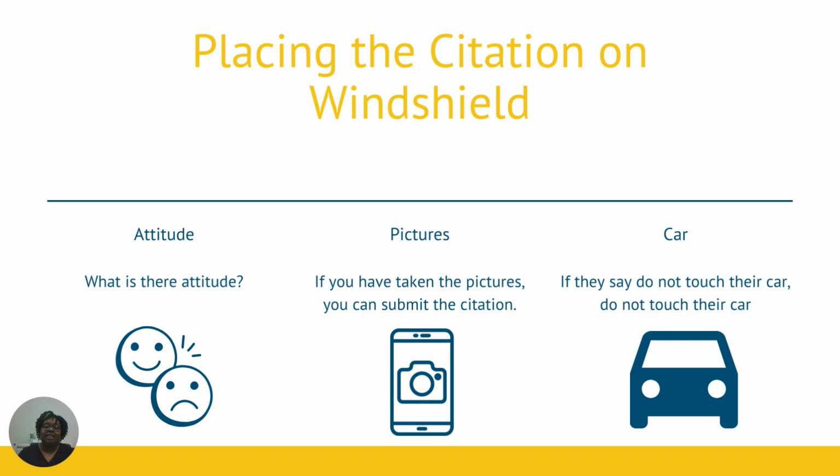This only applies if you've already taken all your pictures and you've actually completed the citation. It's not acceptable to take pictures from the distance after the fact. We have to make a genuine attempt to place a citation on the windshield. If someone instructs you not to touch their vehicle, tell them you are required by ordinance to place the citation on the windshield. You cannot hand it to them directly. If they say don't touch their car, then make that comment on the citation.